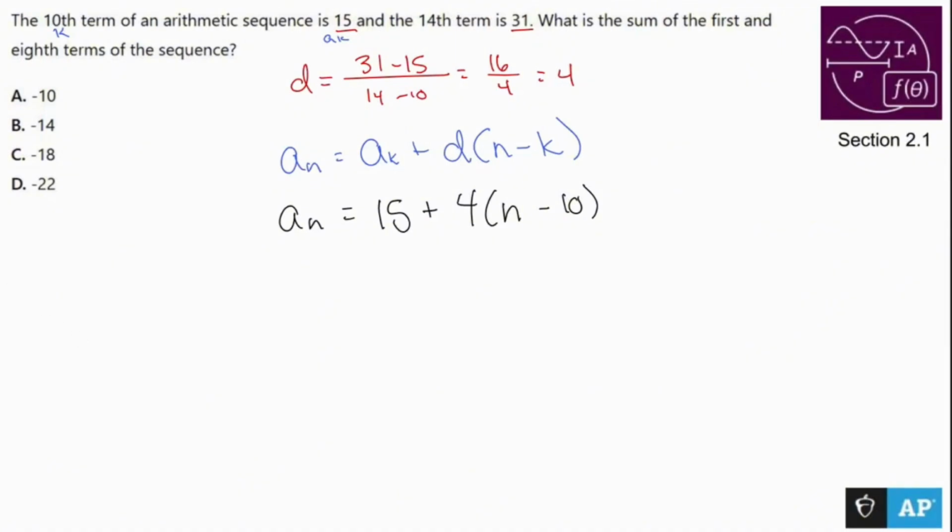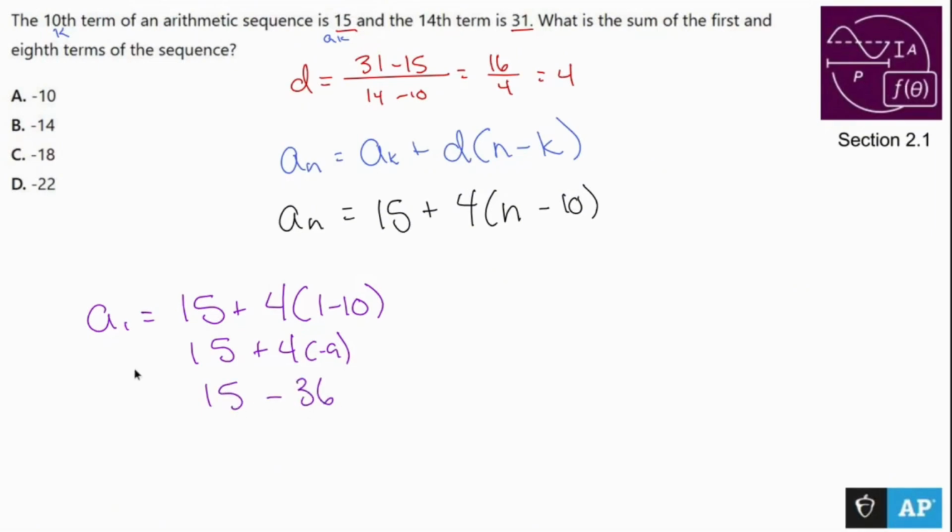So the first term is going to be a sub 1 equals 15 plus 4 times the quantity 1 minus 10. So doing a little PEMDAS, you do 4 times negative 9. 4 times negative 9 is negative 36. And 15 minus 36 is negative 21. So that's my first term.